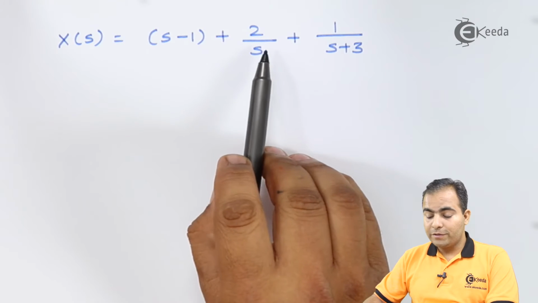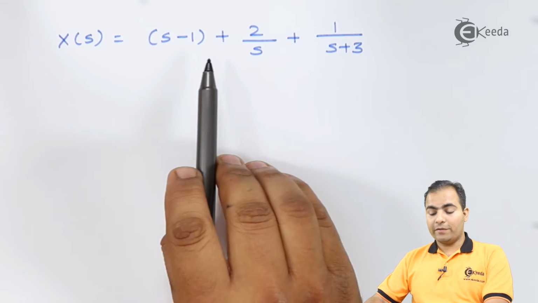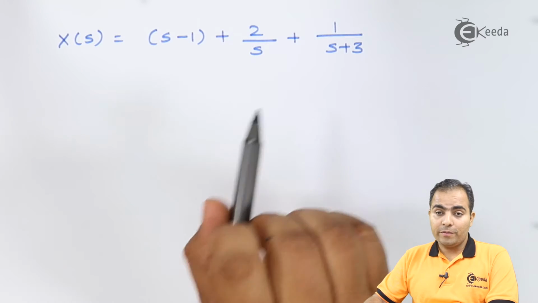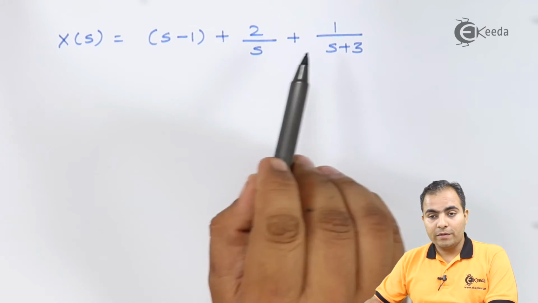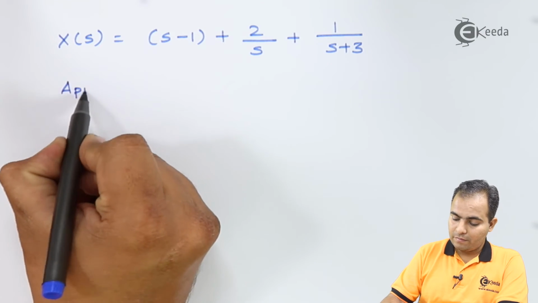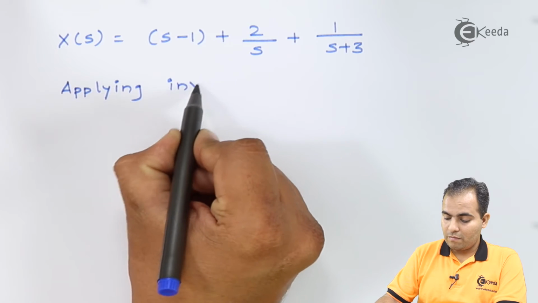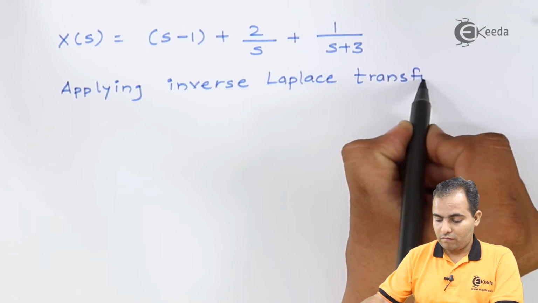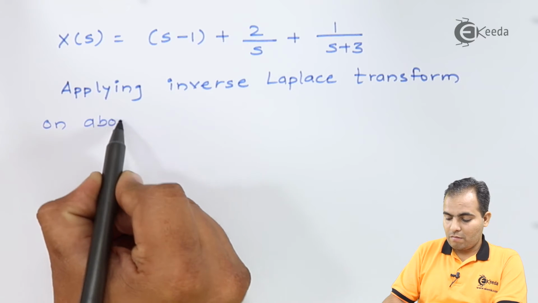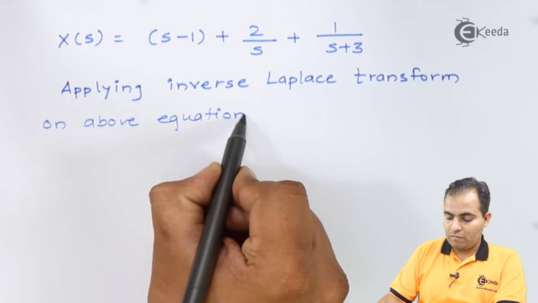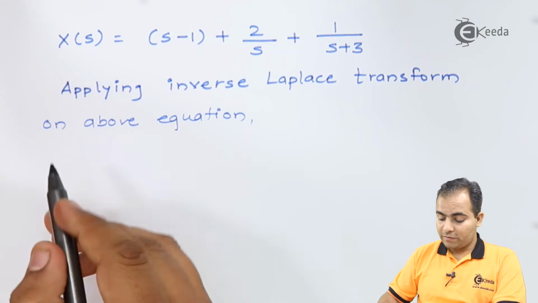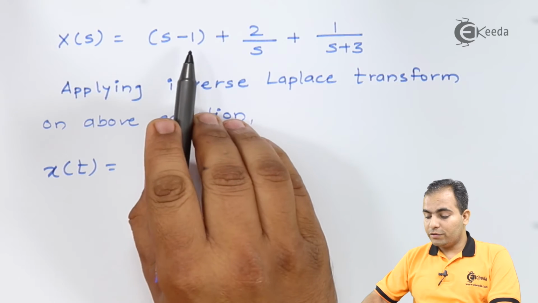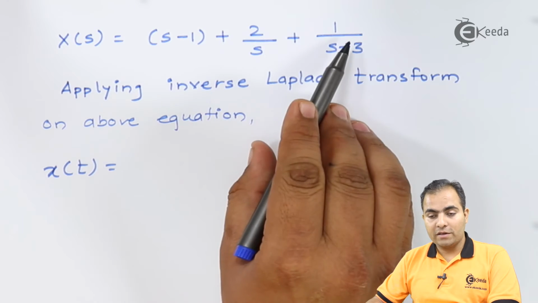So after substituting X1 of s value in equation number 1, I have got this type of result. Now I'm going to apply inverse Laplace transform on the above equation. What you will get is that this X of s is replaced by x of t. Then I'll show you the next values' inverse Laplace transform.